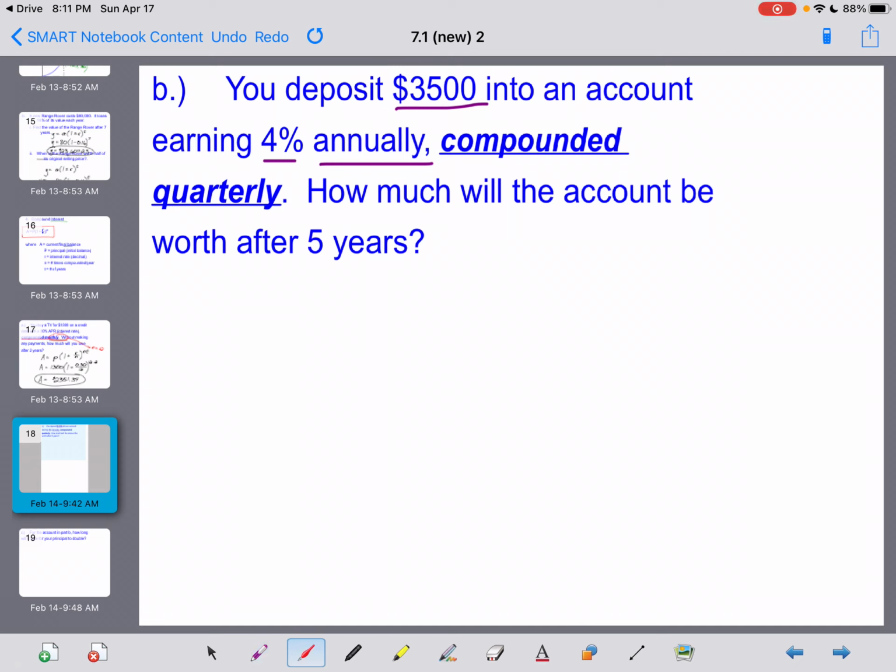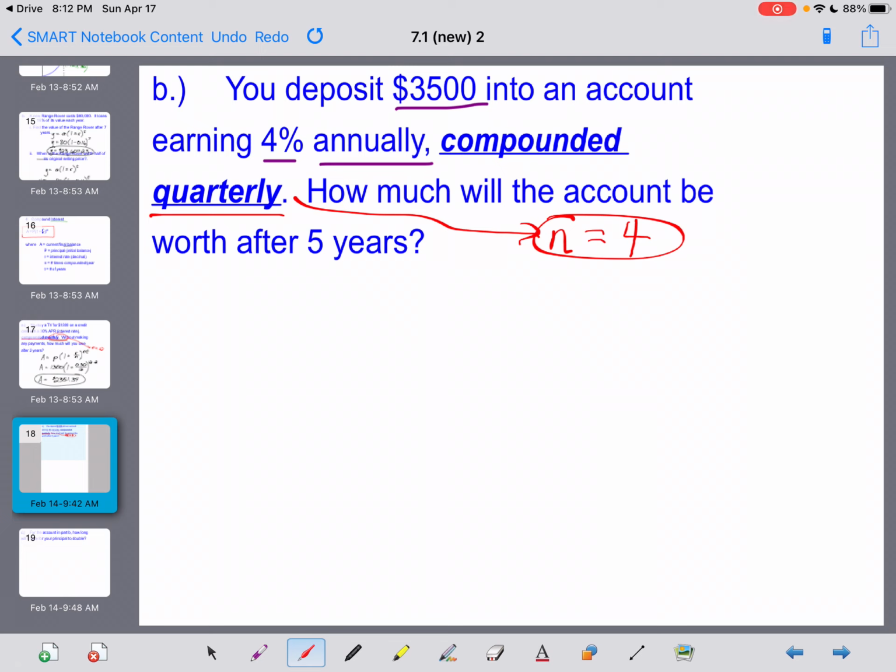So the first thing we probably ought to figure out is that when that word shows up from time to time, remember that in all of these problems, n was the variable we were using to figure out the number of times per year that your interest was going to be compounded. Quarterly means once every quarter, 4 times per year. So just by reading the word quarterly, we can tell that n is going to equal 4.